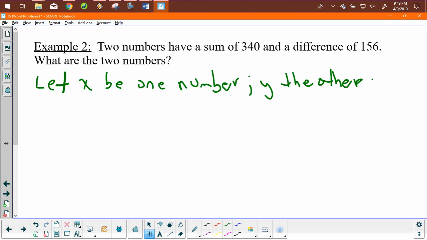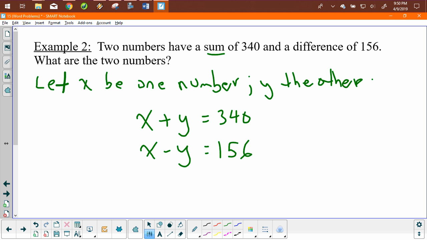There are the key words here. It says two numbers have a sum of 340. What does sum mean? That means add. So my first equation says the sum of these two numbers, x plus y, when I add them together, is 340. Our second equation says they have a difference of 156. So difference means subtract. x subtract y is 156.